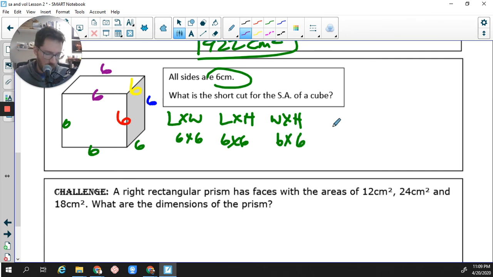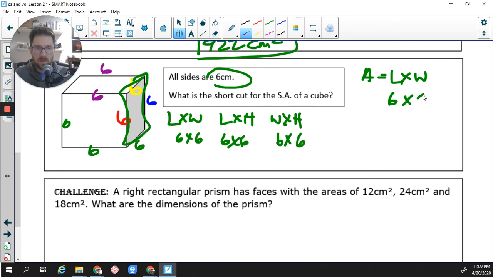So we could shortcut that a little bit, and instead of using the whole crazy equation, we can calculate the area for one side. So if we recall back, our area equals length times width. So our area here is 6 times 6. So the area for one side equals 36.